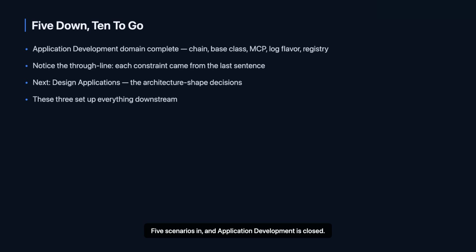5 scenarios in, and application development is closed. Chain versus agent, ResponsesAgent versus the alternatives, external MCP, the agent log flavor, and Unity Catalog registration. Notice the through line. Every binding constraint came from the last sentence of the ticket. Next up is design applications, where we make the architecture shape decisions that set up everything downstream. These 3 calls determine whether the rest of the build is fighting upstream choices or coasting on them.